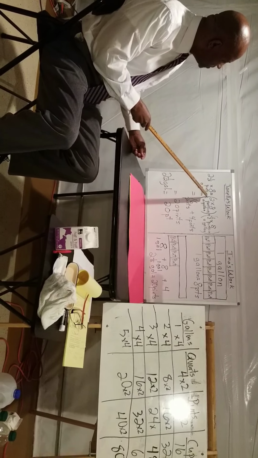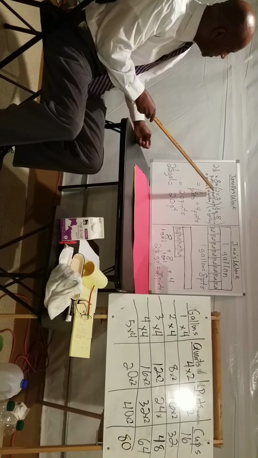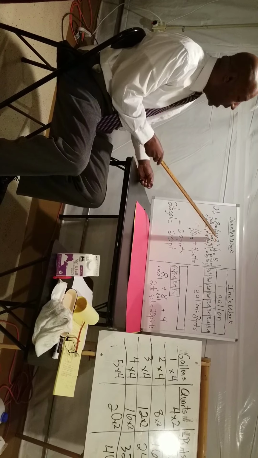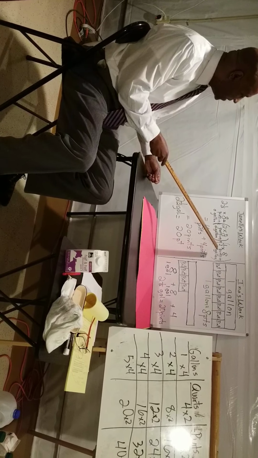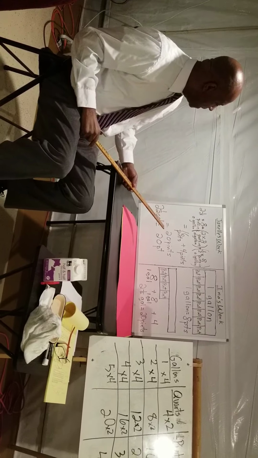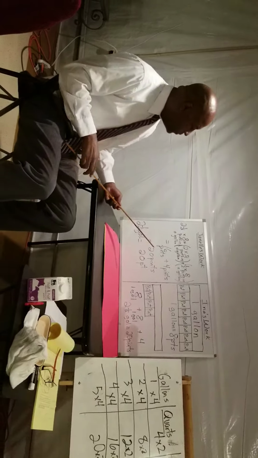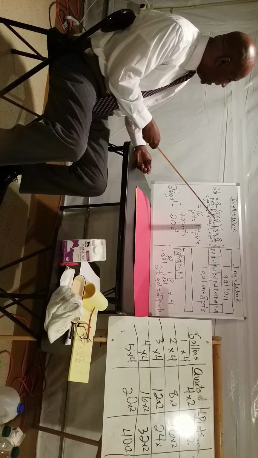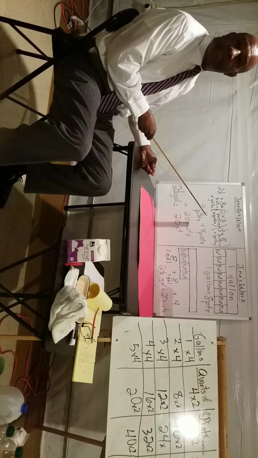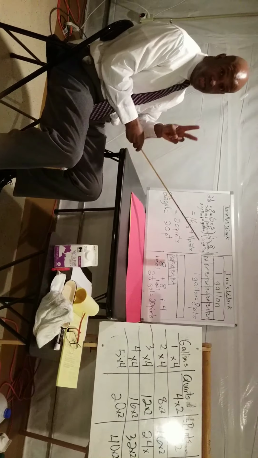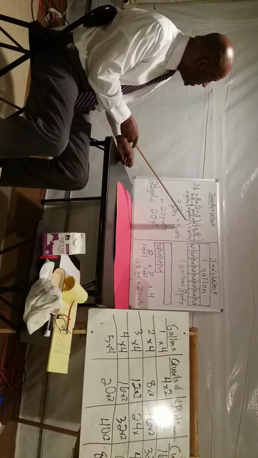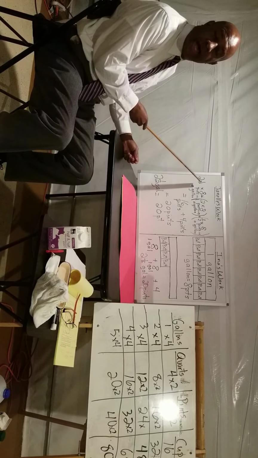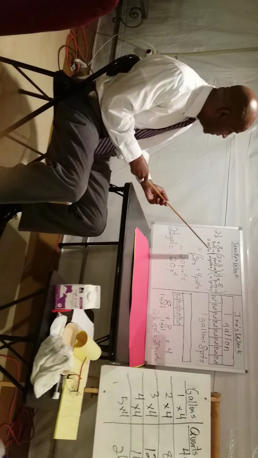So, 2.5 times 8 pints, because it's 8 pints in a gallon. So when she multiplied 2 gallons times 8 pints, plus another 0.5 gallon times 8 pints in a gallon. And when she did that, boys and girls, 2 gallons and 8 pints in a gallon, this is how she came up with 16 pints in just 2 gallons. Now she added another 0.5 to it. Why? Because we said we're trying to find out how many pints in 2.5 gallons.